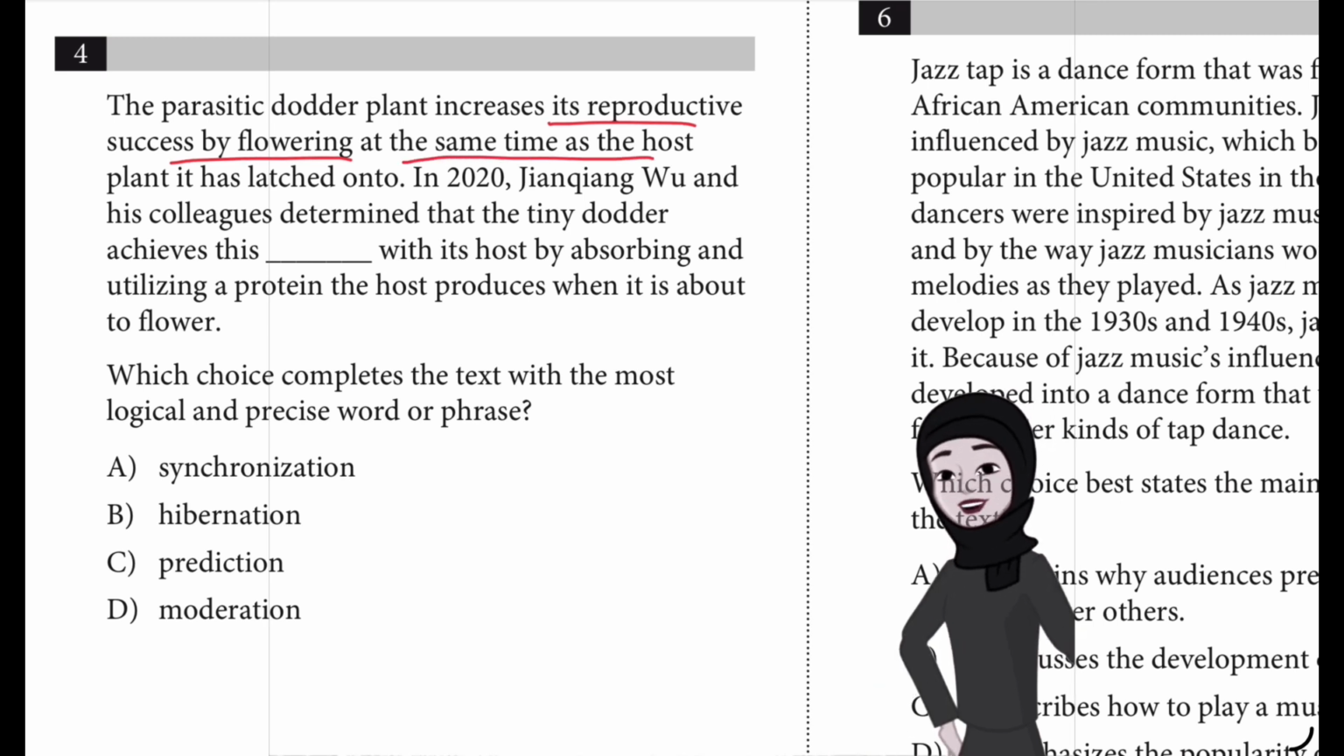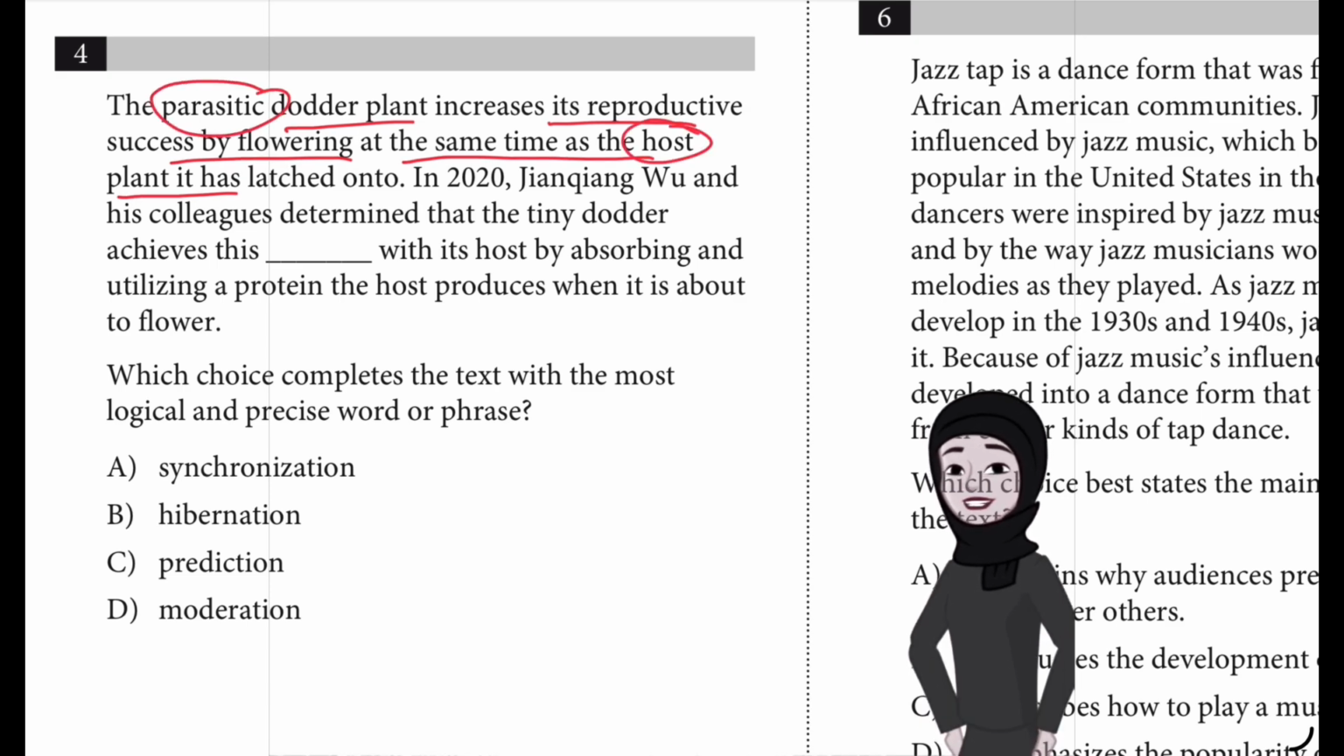So in question number 4, we are talking about the parasitic dodder plant, which increases its reproductive success. So how does it do that? It will flower at the same time as the host plant. First of all, this dodder plant is a parasitic plant and it needs a host. So to increase its reproductive success, it is trying to flower at the same time as the host.